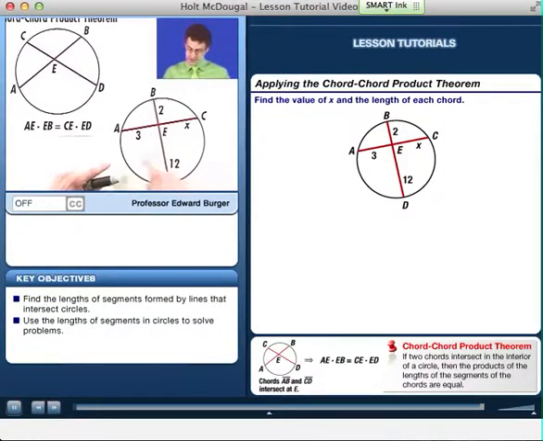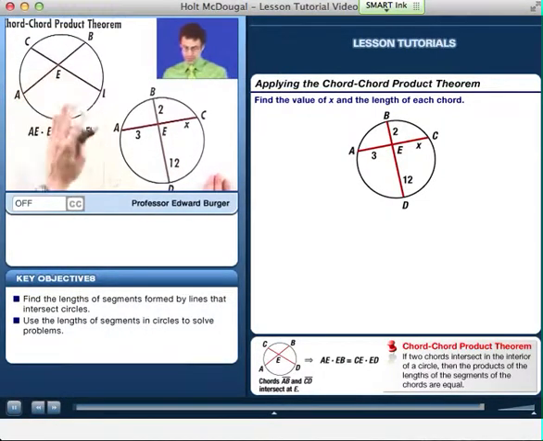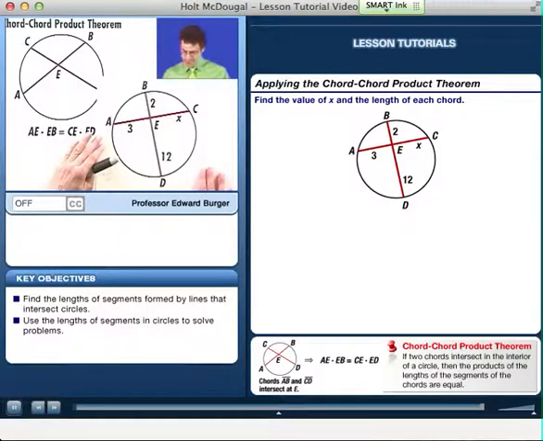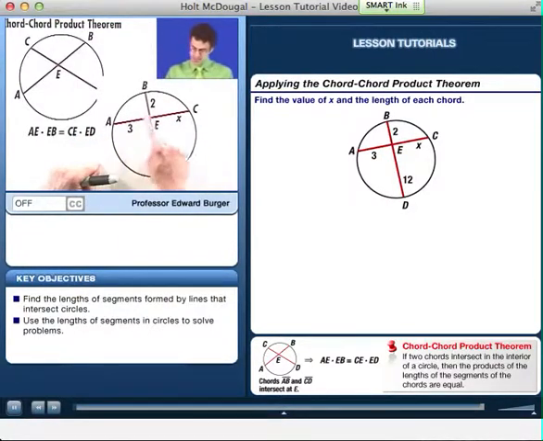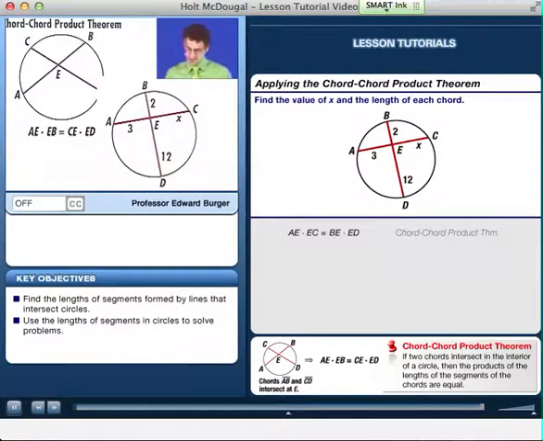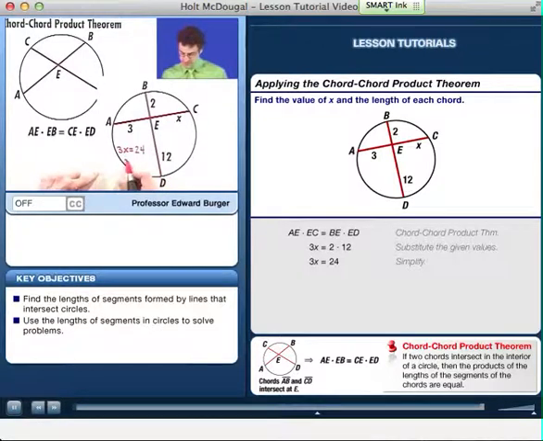Well, I know that since they're crossing like this, by the chord product theorem, I have at my disposal the fact that this times this equals this times this. So that means that 3 times x, or 3x, will equal 2 times 12, which is 24. And so if I solve this for x, I just divide both sides by 3, and I see x equals 8. That means that this is 8 right here.